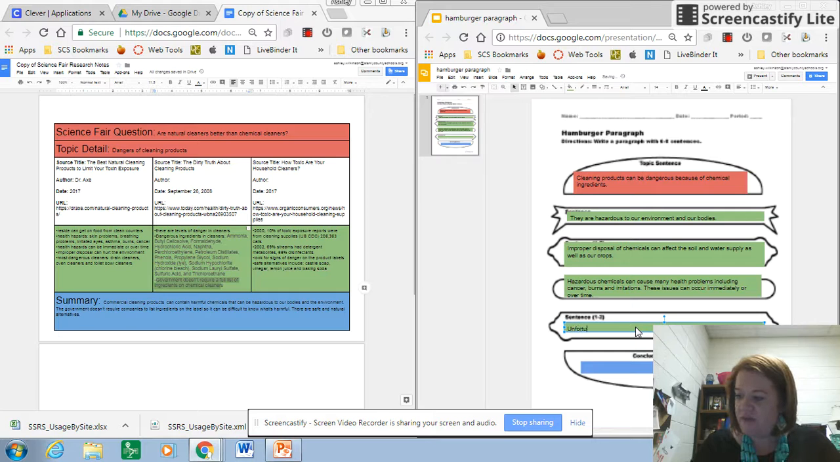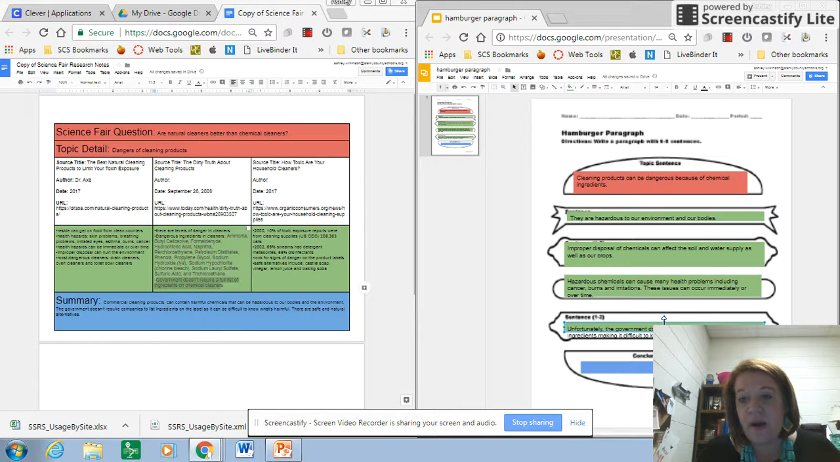Unfortunately, the government does not require companies to list ingredients, making it difficult to know what is harmful.